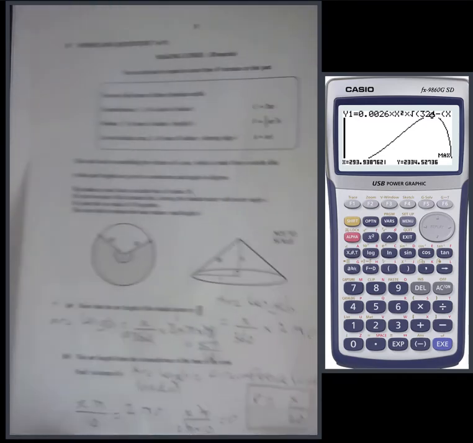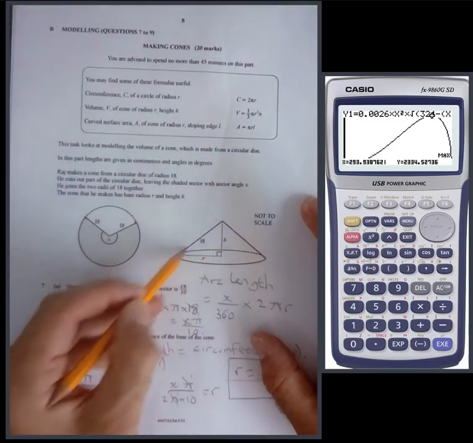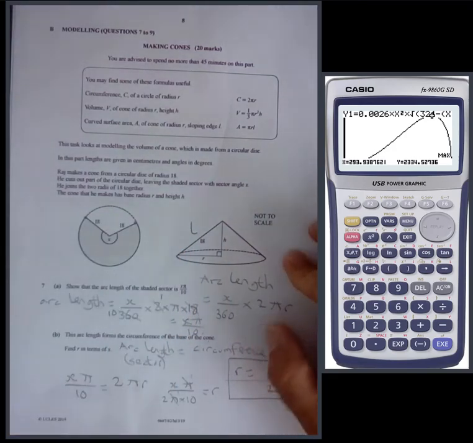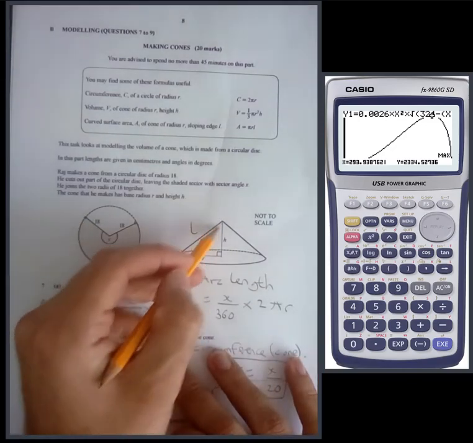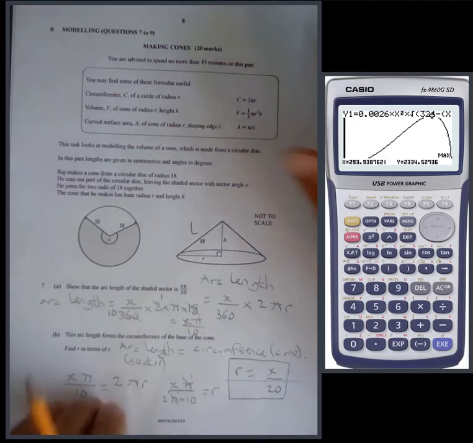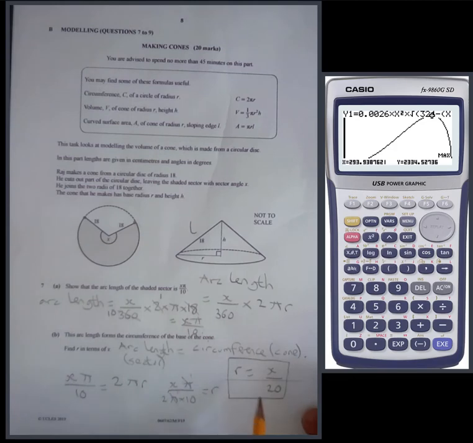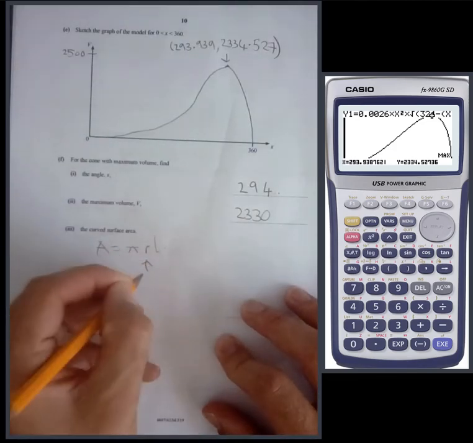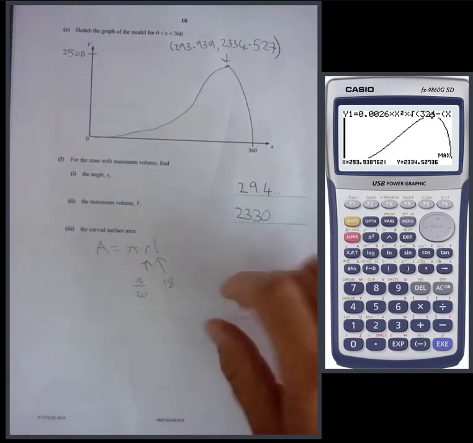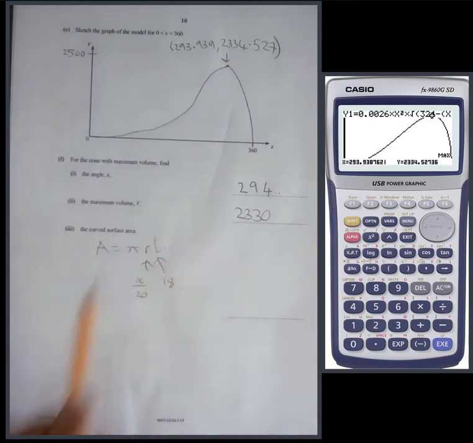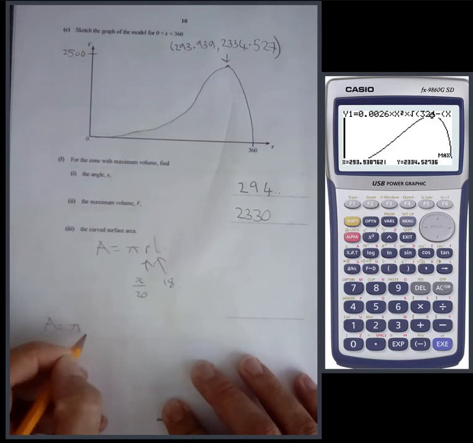Do we have L, right? So when it says L, well, L is the sloping edge, and actually this is L here. So L was 18. When X changes, L actually doesn't change. It's just the radius of the sector and the sloping edge of the cone. So L is 18. R is X over 20. That could be useful. So R equals X over 20. L equals 18. And we know for the cone with maximum volume, we've got an X. Well, it's this 294. So that means A equals pi times R.